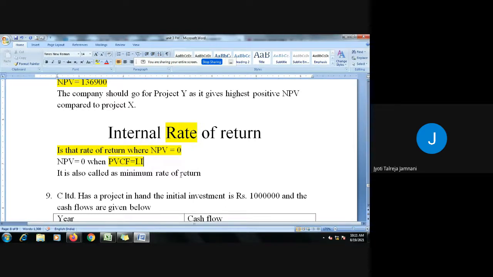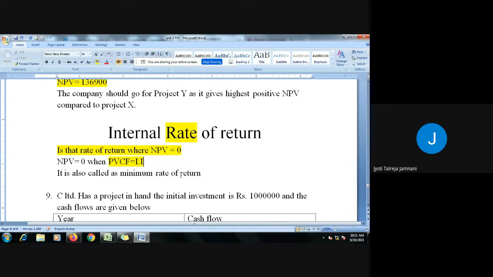Otherwise, if I set a positive NPV, then I will get a negative NPV. So internal rate of return basically tells you what is the minimum you should earn so that you can fix your target a little higher than that, or at least that much so that you're not at losses.